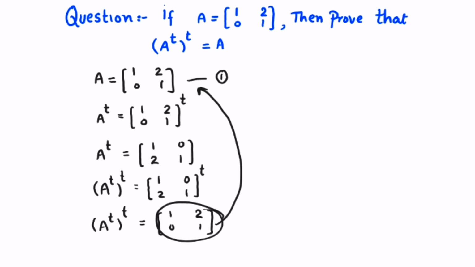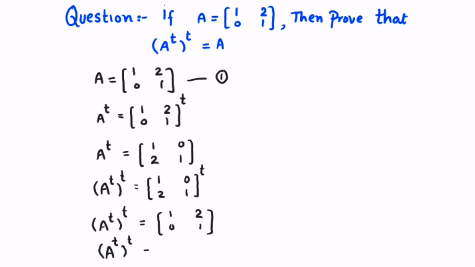So we can say that (A transpose) whole transpose is equal to [1 2; 0 1], which is the value of A. So we have proved that (A transpose) whole transpose is equal to A, hence proved.